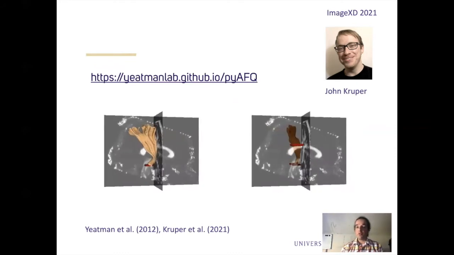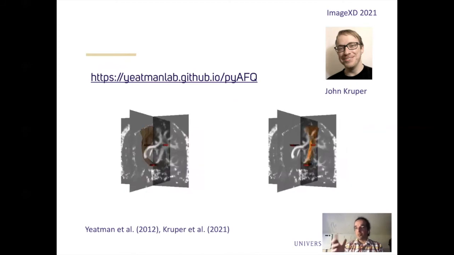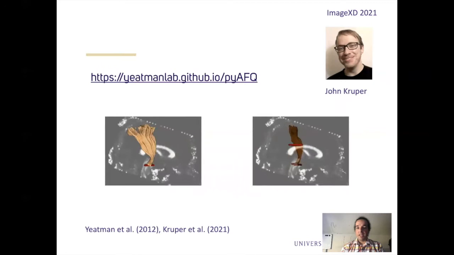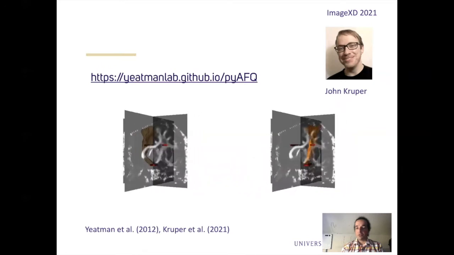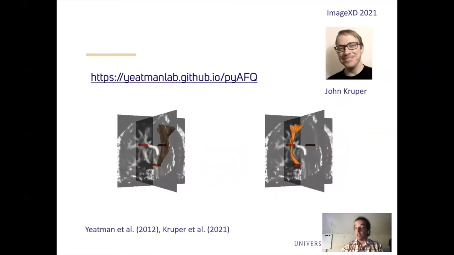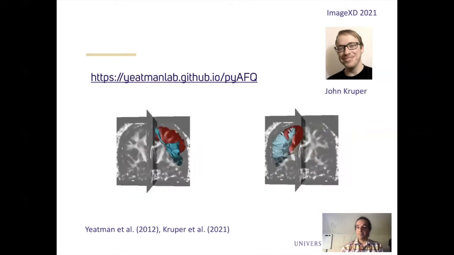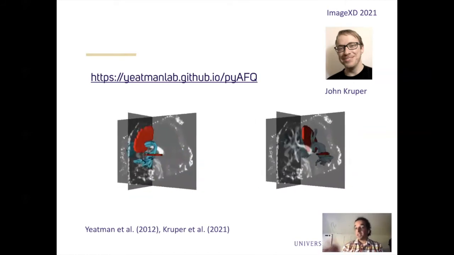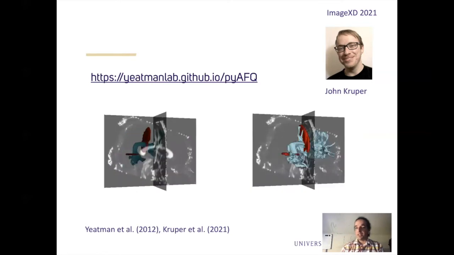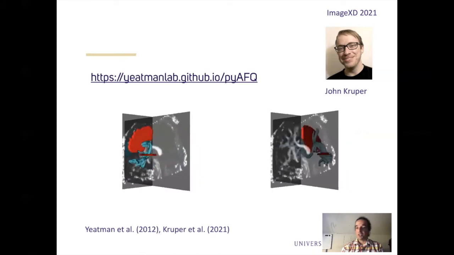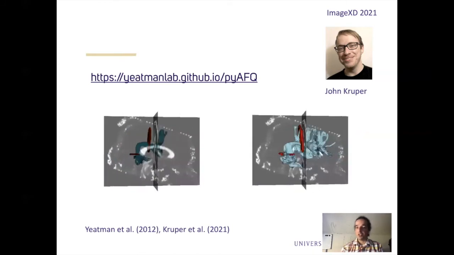And we've developed software, PyAFQ. John Kruper, whose picture is up here, is the main developer of this software. And here you can see how this software finds the corticospinal tract. It goes up, down, and connects the cortex to the spine. If we place the waypoint ROIs in other places in the brain, we get this arcuate fasciculus. It's another bundle of fibers that connects the temporal cortex to the frontal cortex.